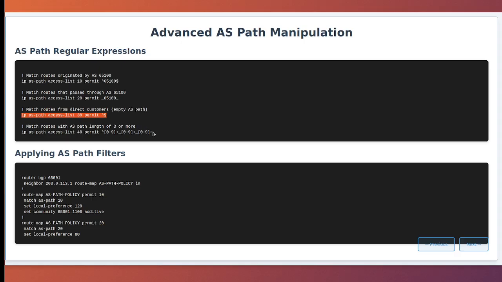One advanced technique I have used in large networks is AS path filtering combined with communities. For example, you might tag all routes that pass through a particular Tier 1 provider, and then use those tags to implement failover policies. This approach is more maintainable than hardcoding AS numbers throughout your configuration.